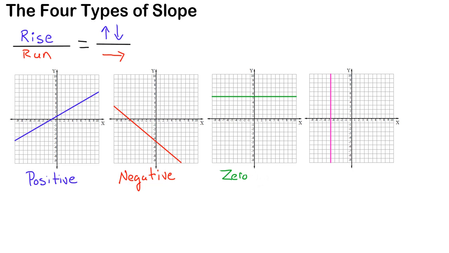And this pink line here is going straight up and down vertically, right? Now think about it. Is it traveling from left to right? No, right? So you really don't know if it is going up or down because it's not traveling from left to right. So this slope is undefined.